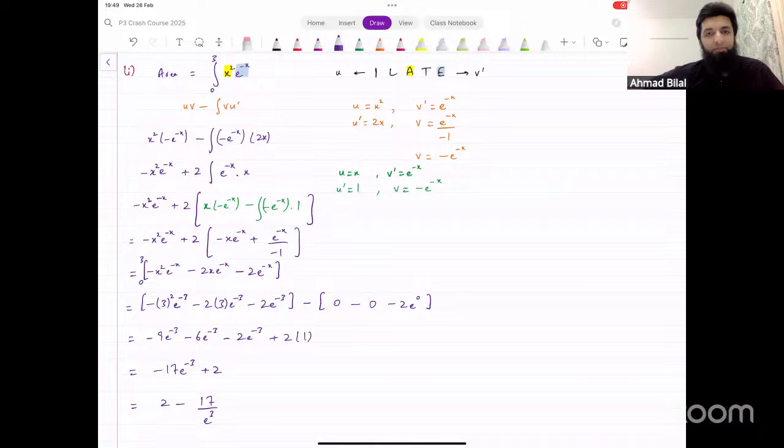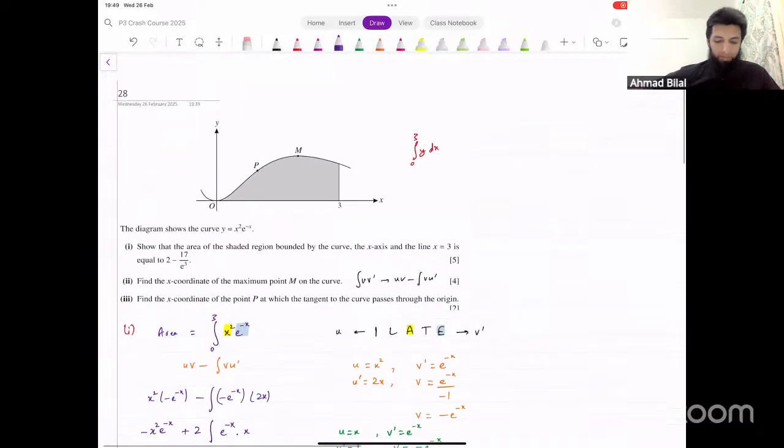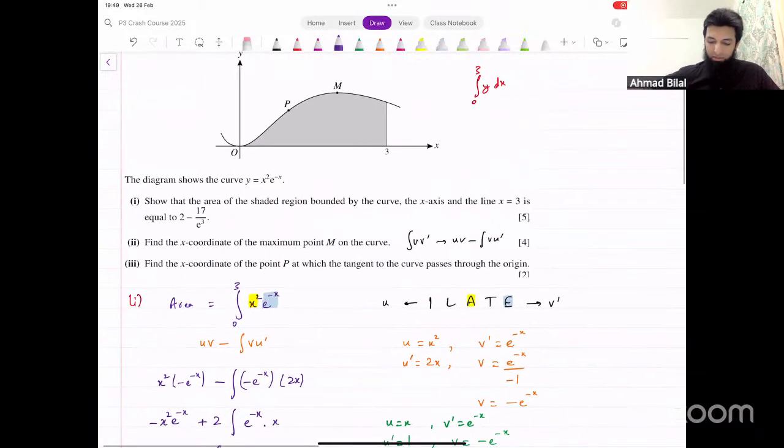Is that okay? Any problems with this? No problems? Okay. Do you want me to do the second and third parts as well? Because they're not integration.